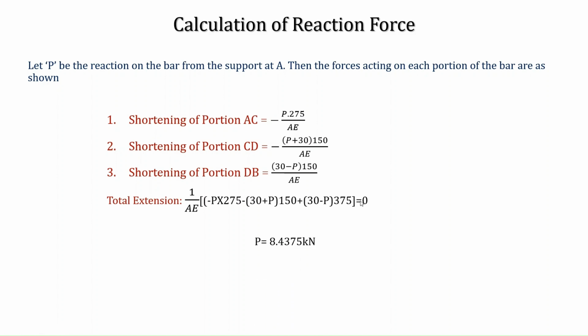Upon solving, we get the value of P, which is nothing but the reaction force at the support A in the bar, equal to 8.4375 kilonewtons. If I take the equation as 30 minus P, or minus P plus 30, I get the reaction at the support B, which is equal to 21.5625 kilonewtons. So these are the reaction forces at the supports.